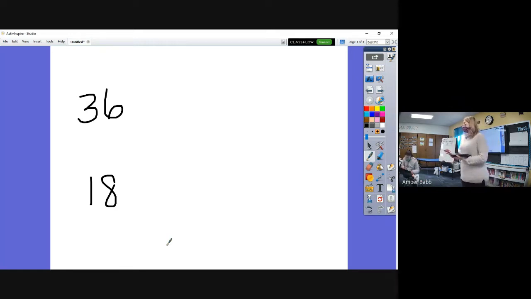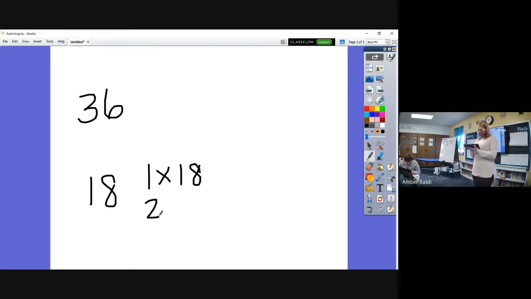A lot of you are just writing down numbers and guessing at this point. Those of you that put 36, it can't be 36 because 18 is not going to have any factors that high. The biggest factor 18 could have is 18. 1 times 18. 2 times 9. 3 times 6. Anything else?